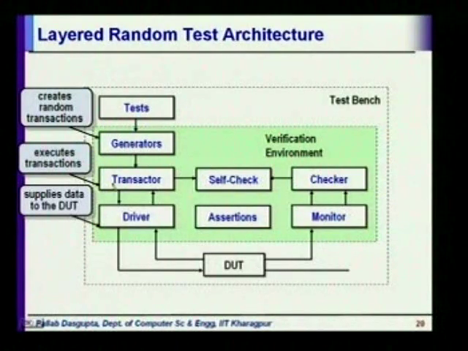Right. When you go one layer higher up, then it creates random transactions. It decides that the next transaction is going to be a read or a write or a burst read or a burst write. Okay. So, that sequence of transactions is decided by the next higher layer.